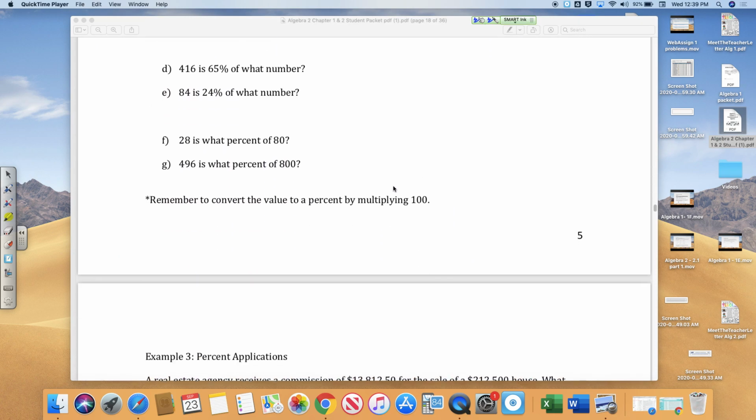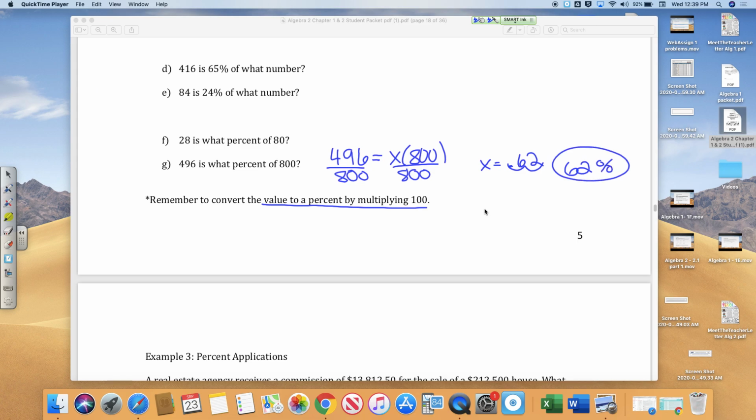All right, letter G, let's go over it. 496 is what percent of 800? So it's going to be 496 equals what percent times 800, like this. To solve, I would divide both sides by 800. And when I do that, I get 0.62 as my answer, which then remember to convert by multiplying by 100 or moving the decimal point 2 spots to the right. And our final answer is 62%.